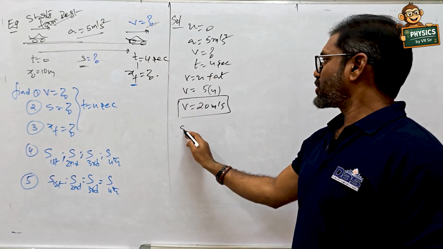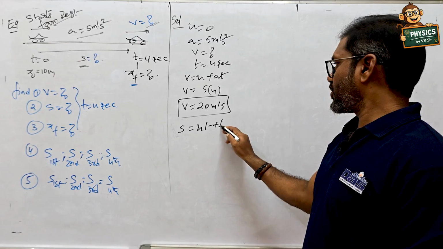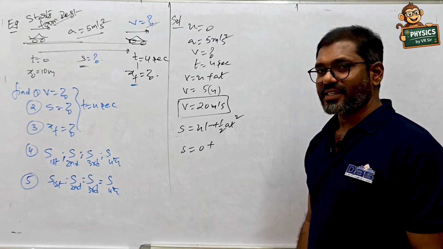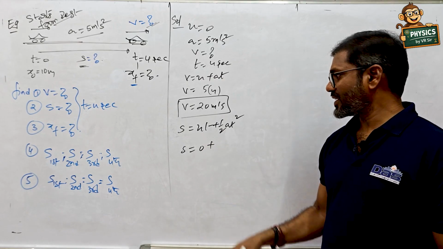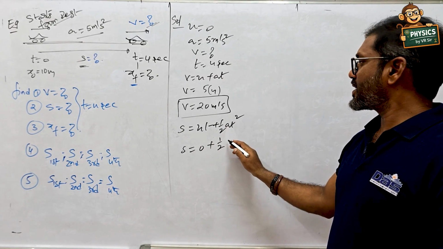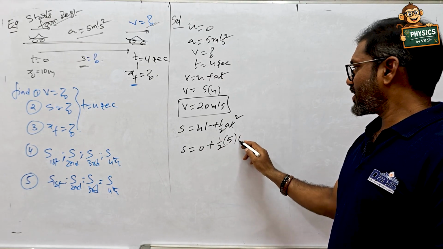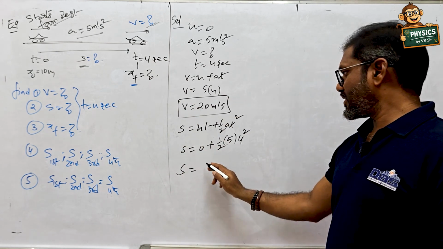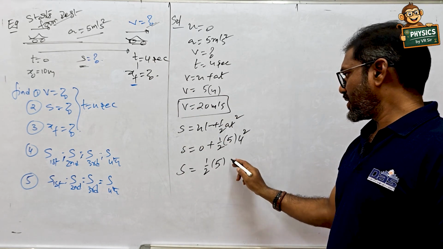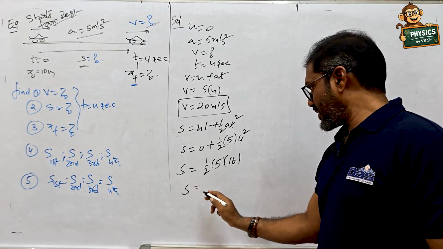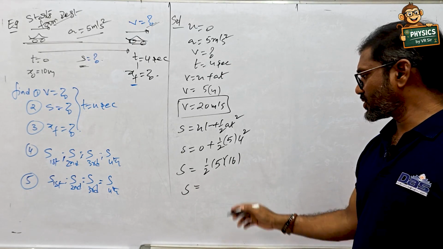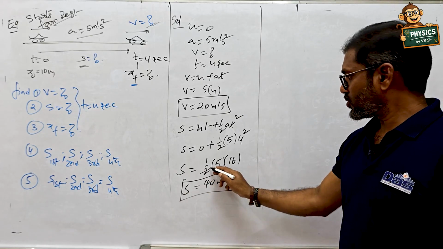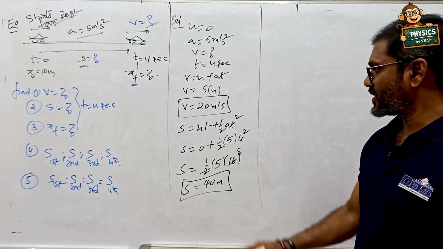Now coming back to displacement, we use S is equivalent to ut plus half at square. Of course, it starts from rest, so the initial velocity is 0. Hope it's clear, right? So half A is nothing but 5 by 2, T square means 4 square, time is given as 4 seconds. So S is equivalent to half into 5 into 16. So 16 by 2 goes 8 times. So 8 5s are 40 meters.